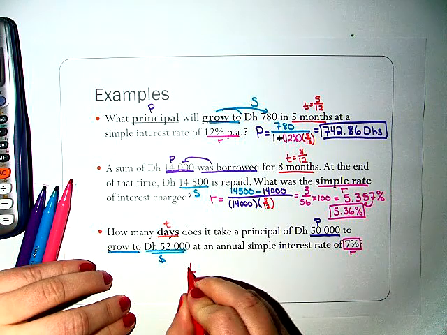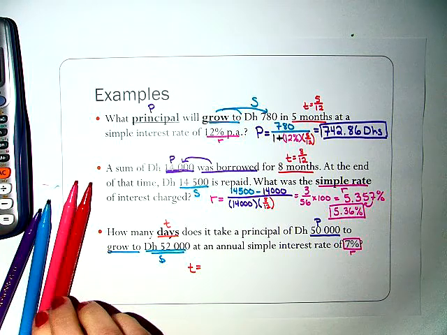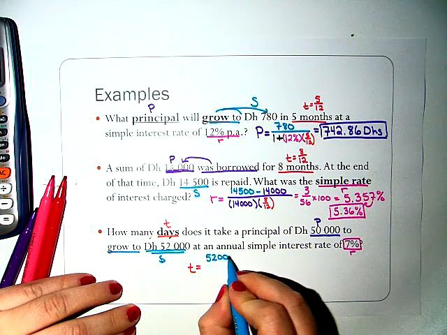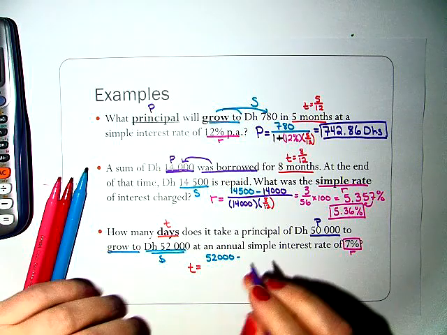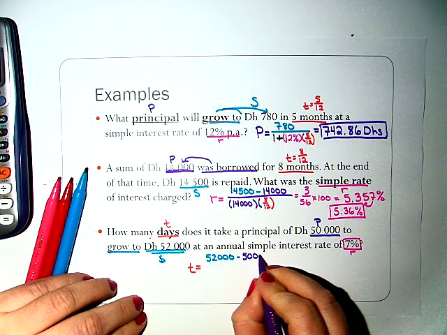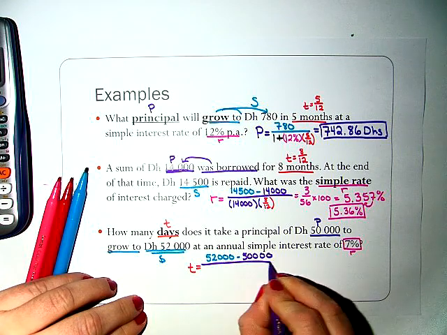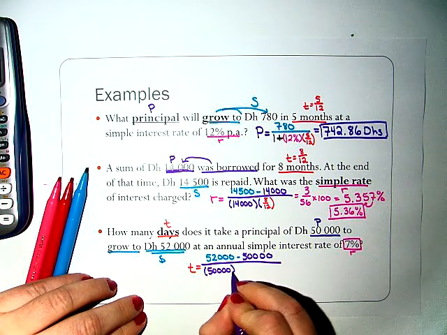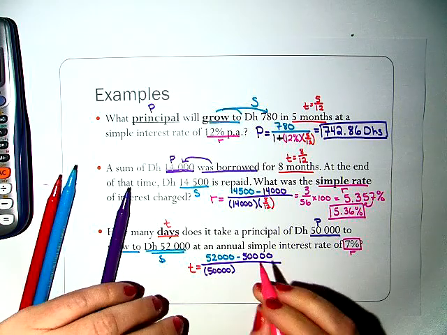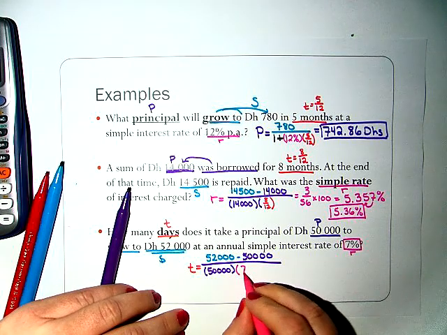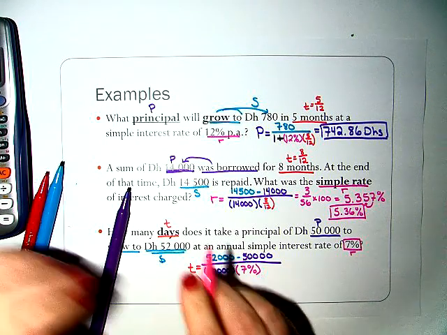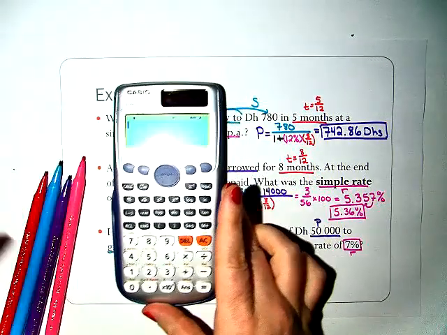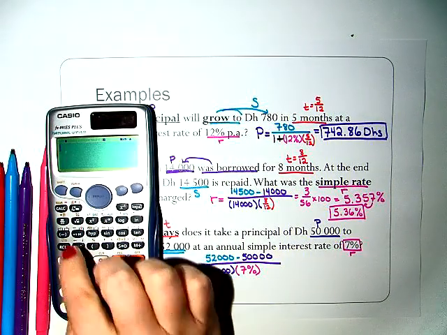So T equals 52,000 minus 50,000, all divided by 50,000 multiplied by my rate of 7%. Now remember, the answer that you get when you put this in your calculator will be in years, so we still have to do some more work. But let's set it up.